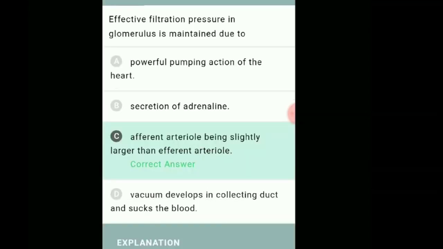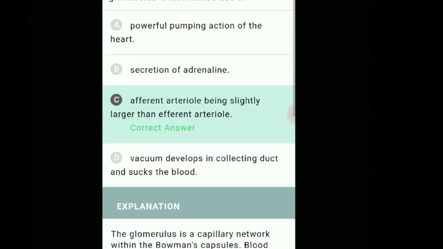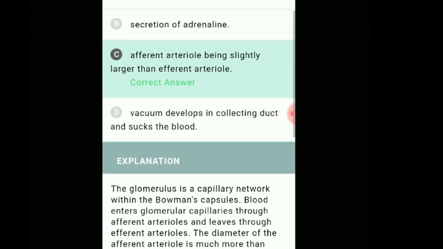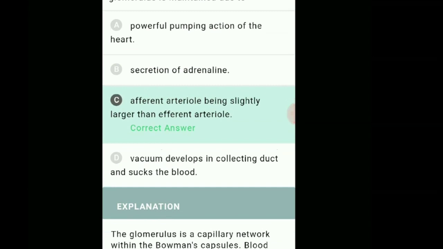Question number 80. The effective filtration pressure in the glomerulus is maintained due to. The glomerulus is a capillary network within the Bowman's capsule. Blood enters glomerular capillaries through the afferent arterioles and leaves through the efferent arterioles. The diameter of the afferent arteriole is much more than that of the efferent arteriole. This increases the volume of blood in the glomerulus and increases the filtration rate. So the answer is option C, afferent arteriole being slightly larger than efferent arteriole.